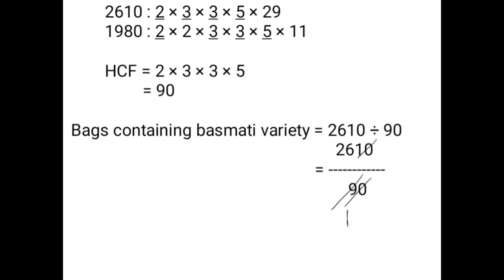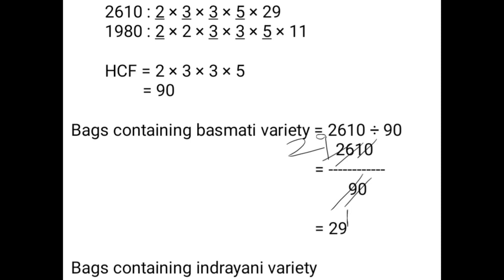9 ones are 9. 9 twos are 18. 26 minus 18, answer is 8. Then 1 you have to bring down. Then 9 nines are 81. That is equal to 29.